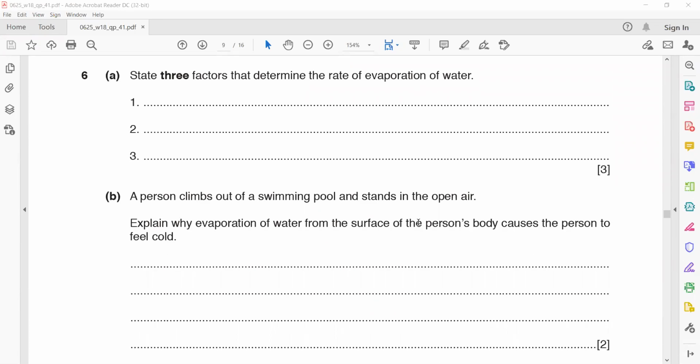State three factors that determine the rate of evaporation. The temperature, surrounding temperature, surface area, wind speed, draught, air movement. Yeah, that's right, the draught. Surrounding temperature, humidity, temperature of the liquid. Temperature of the surrounding, I already mentioned.